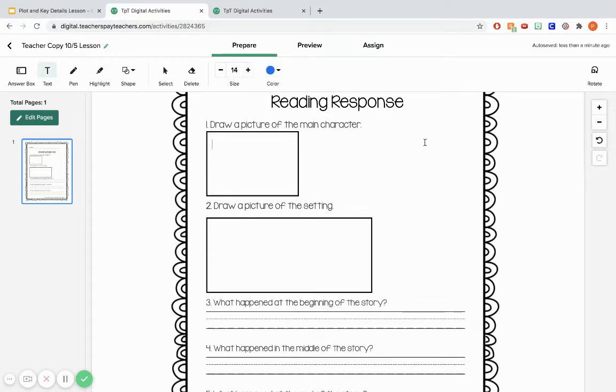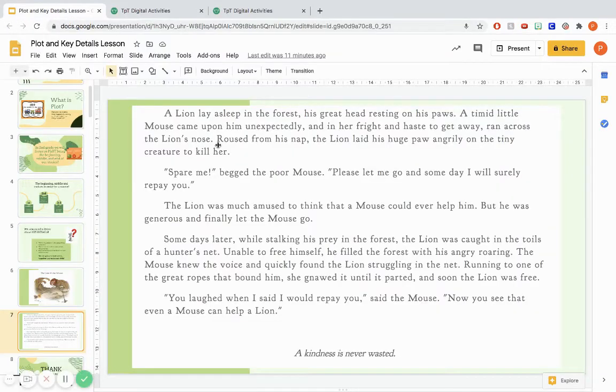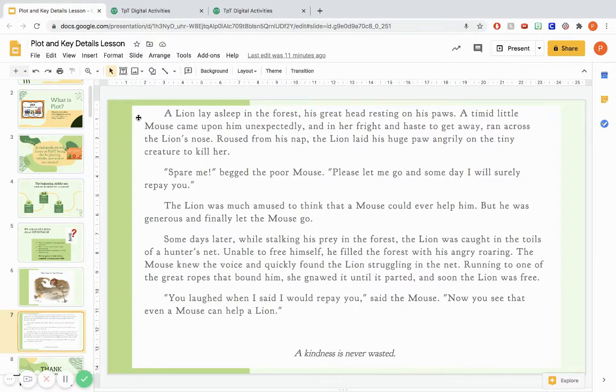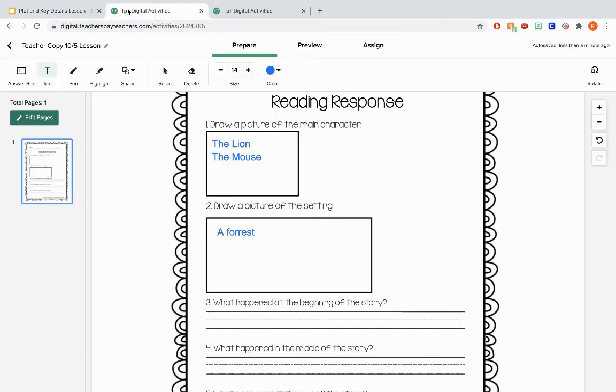So far, I know my main characters are the lion and the mouse. I haven't heard of any other characters getting introduced. So let's go back and check our text. Oh, it does say right here, forest. So I'm going to say that my setting is a forest. Okay, I don't see anything else about the setting.